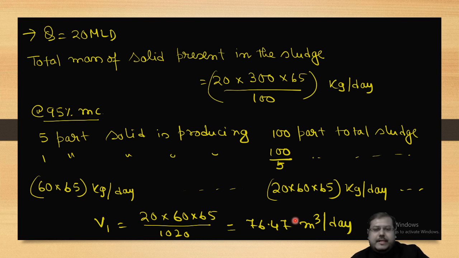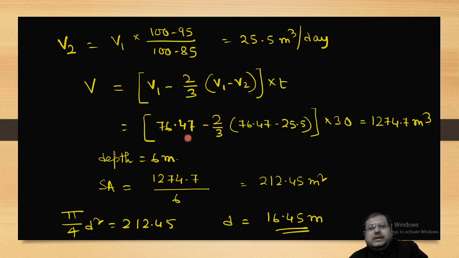Clear? Okay. Then what is V2? That is V1 into (100 minus P1) by (100 minus P2), coming as 25.5. What is V? V is V1 minus this, into T, that equals this. From here, depth is given, so surface area. Pi by 4 d square is this much surface area, but d will be equal to this much meter, 16.45 meter. Clear?